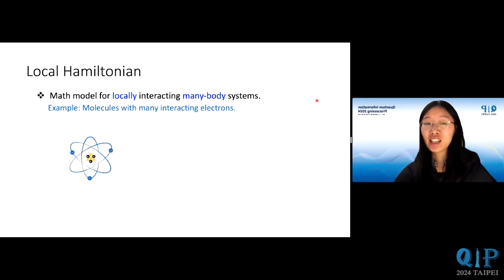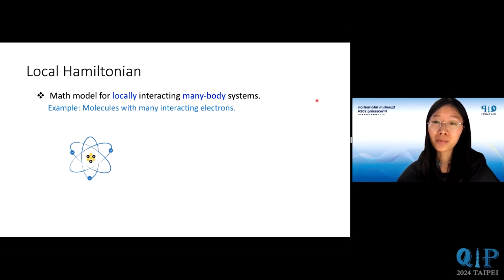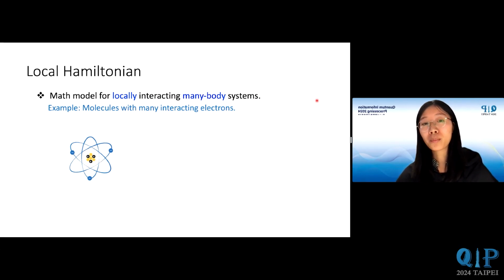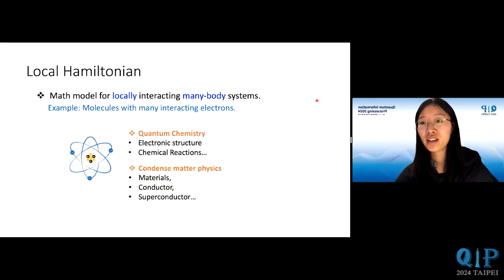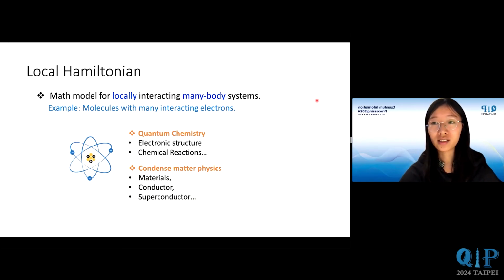So let's begin. The key concept in this talk is local Hamiltonian. What is local Hamiltonian? Intuitively, local Hamiltonian is just some kind of math model for locally interacting many-body systems. For example, you can use local Hamiltonian to model molecules with many interacting electrons. The concept of local Hamiltonian comes from chemistry and physics, where people study electron structure and interacting particles. So this is where the local Hamiltonian problem comes from.